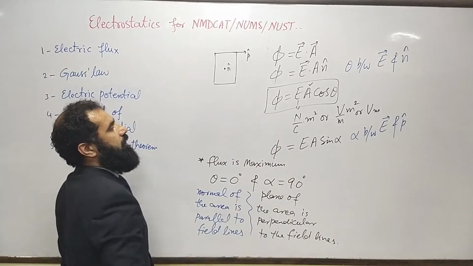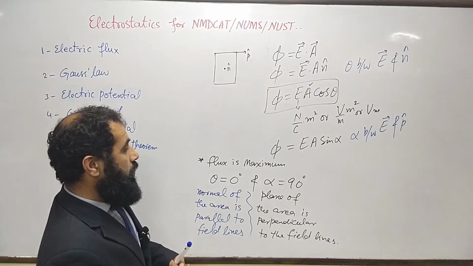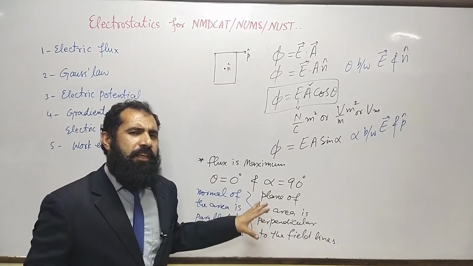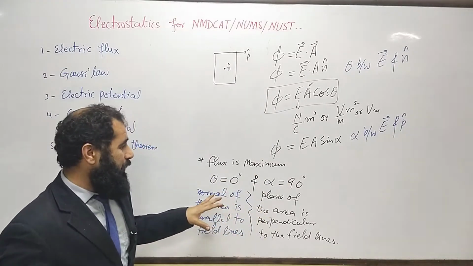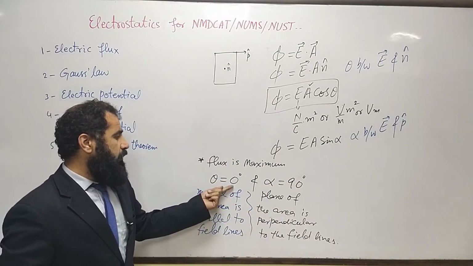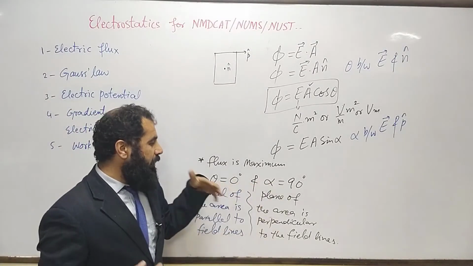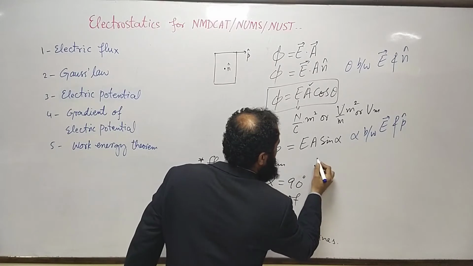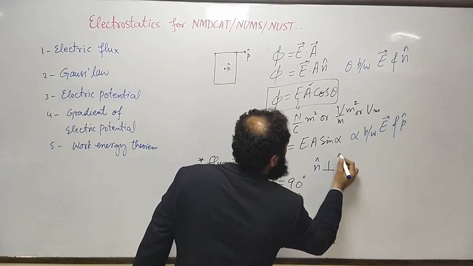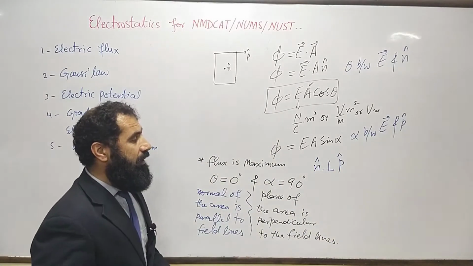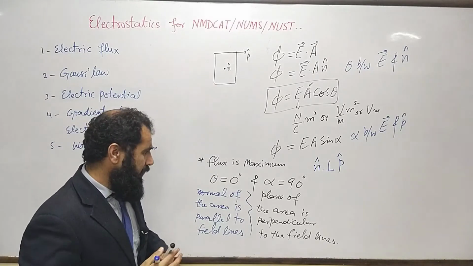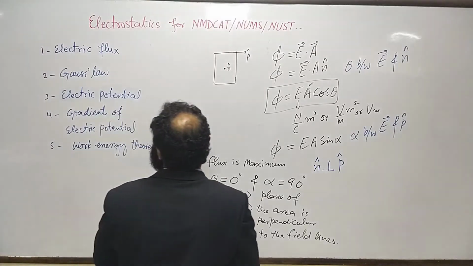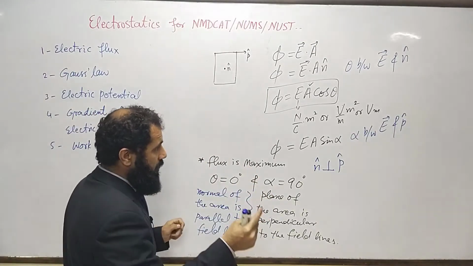So you can use either of the two formulas, as both represent the same situation. If theta is 0, alpha is 90. Why? That is because the normal is perpendicular to the plane. So the normal and the plane itself are perpendicular to each other. So you can use either of the two. And then we move to some other situations.